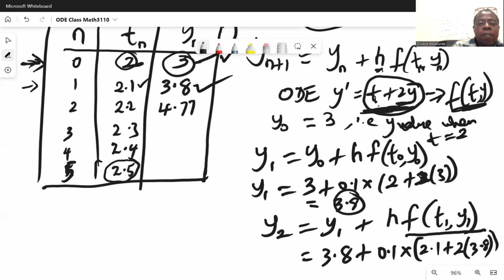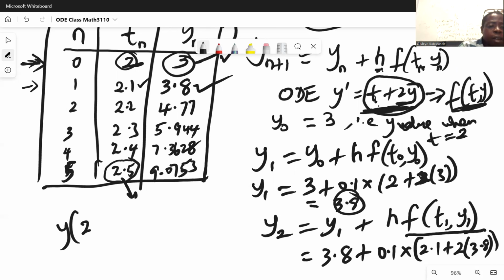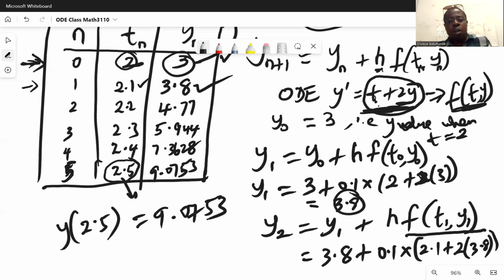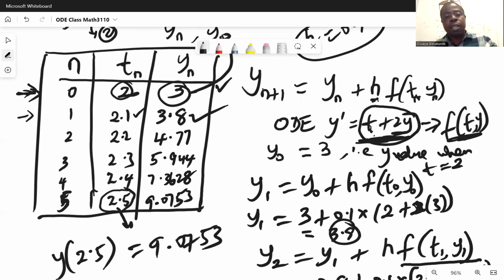And if you continue that way, you will get 5.944, then 7.3628. And finally, when your t is 2.5, you are going to get 9.0753. You see that? I've been able to predict that the value of y when t equals 2.5 is 9.0753. That's how this is going to help you for the last part of your week 3 assignment.